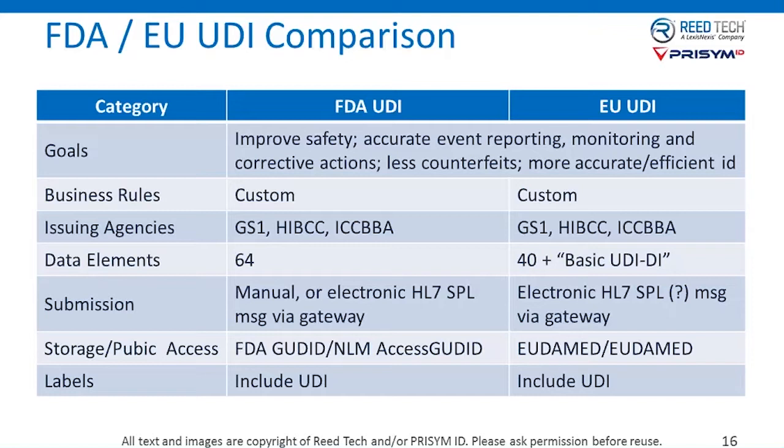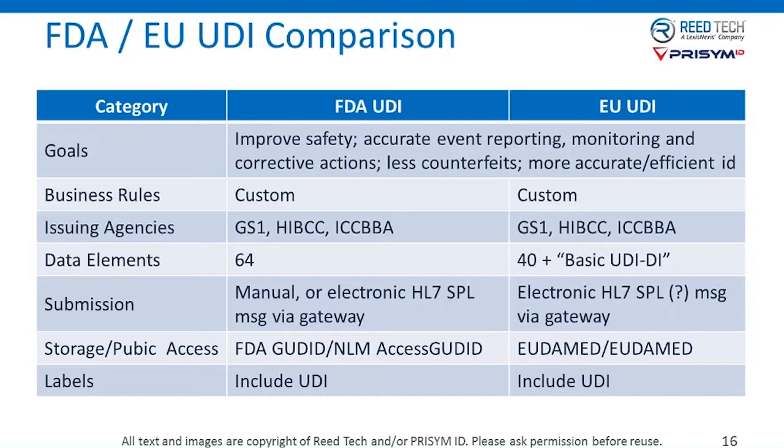UDI is a huge change for the EU, which has a number of different systems all linked together with public data available and able to be downloaded. So this is going to be quite a change from what we now know as UDI, and obviously the labels will be included, including the UDI values on them.